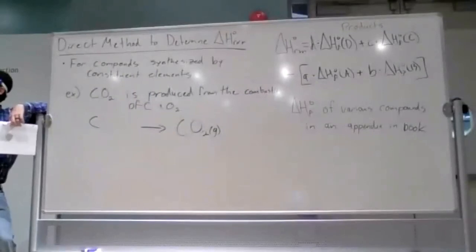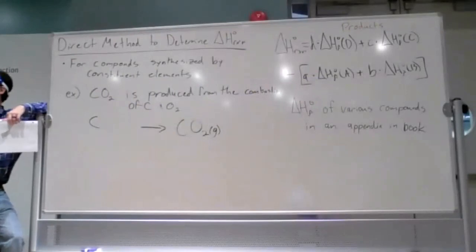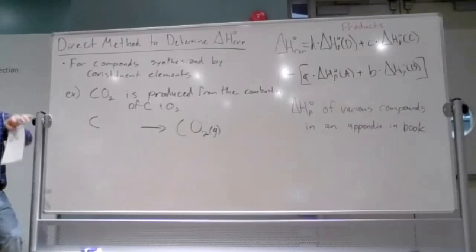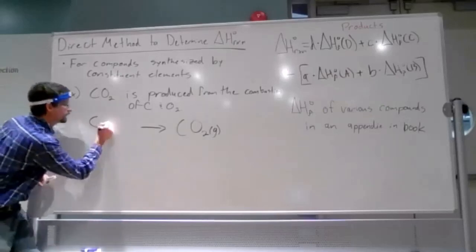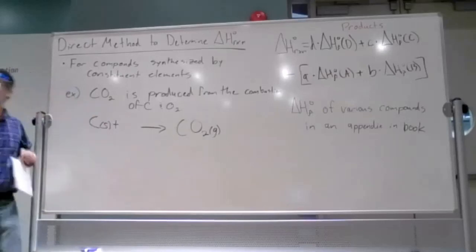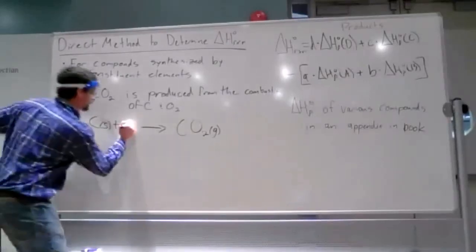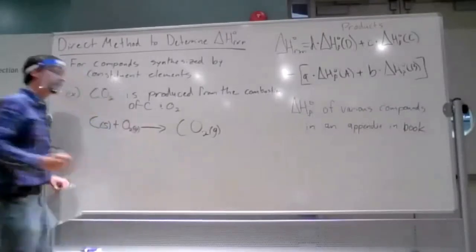How's carbon found at standard temperature and pressure? Anybody know? Yeah, it's a solid. It comes in graphite, which is made up of little layers of carbon, sp2 hybridized carbon, and those little layers are called graphene. So it's found as a solid. And then we all know how O2 is found. How's O2 found? Yeah, O2 gas. So this is the reaction we're considering.